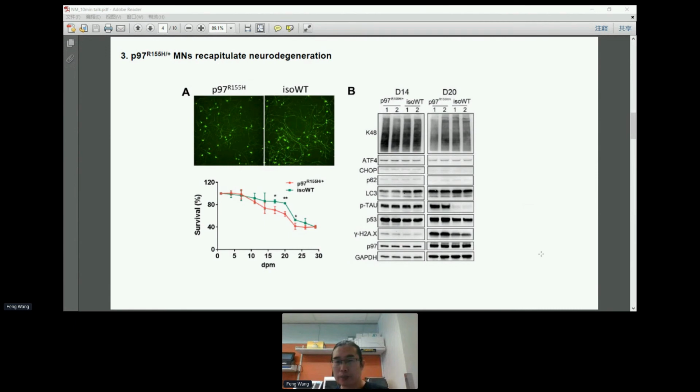And p-tau level at day 20. At day 20, we see a huge difference in cell survival between mutant and wild type, and we also found differences in phospho-tau level and also p53 level. And this result indicates that our neurons can recapitulate the neurodegeneration caused by P97 mutation.